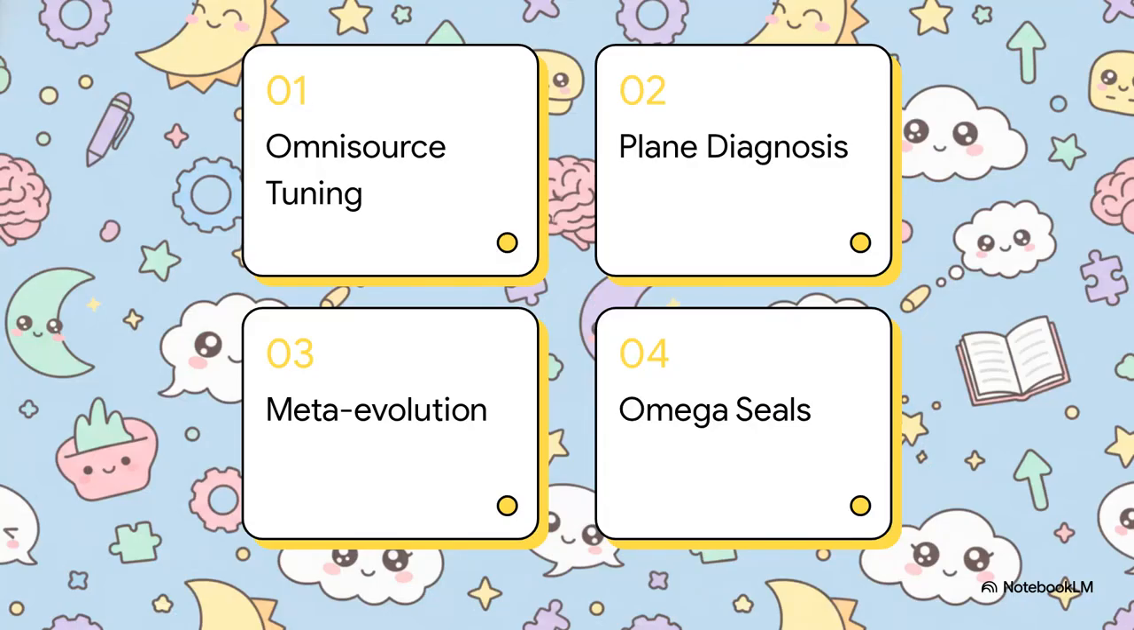The manual is broken down into 4 specific structural phases. We've got 1. Omnisource tuning, 2. Quantum plane diagnosis, 3. Adaptive flow meta-evolution, and 4. Omega closing seals. Let's dive right in.